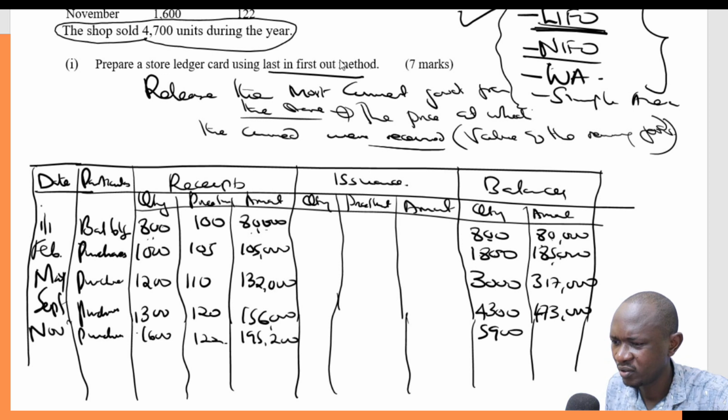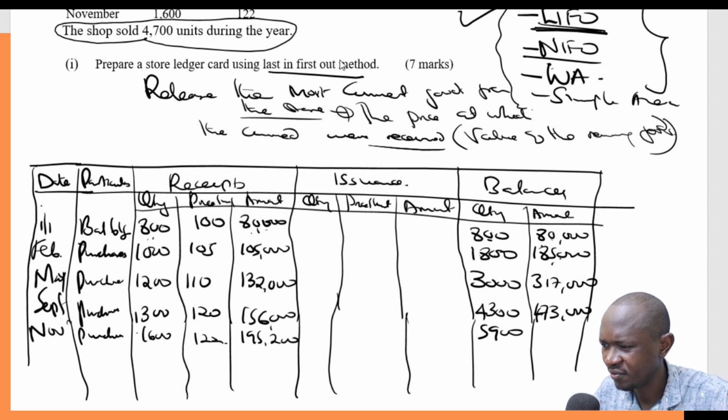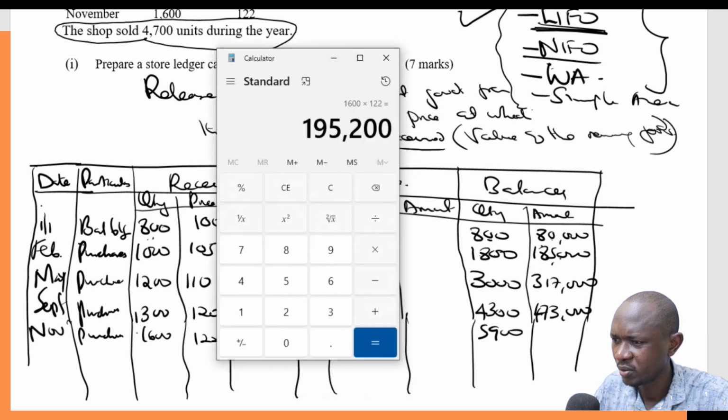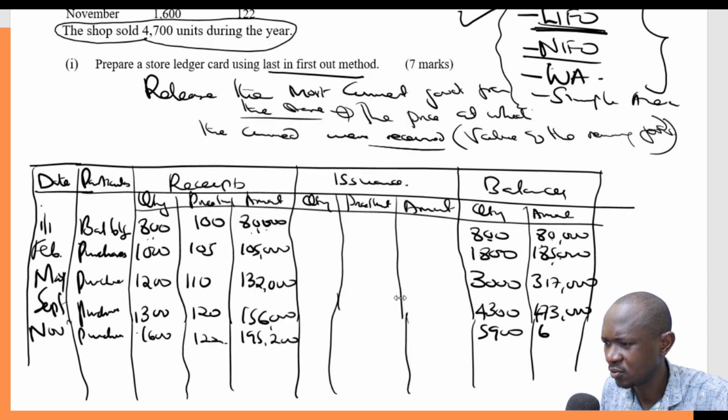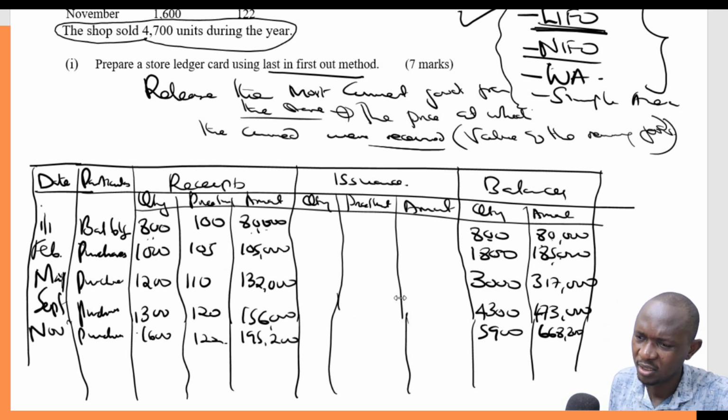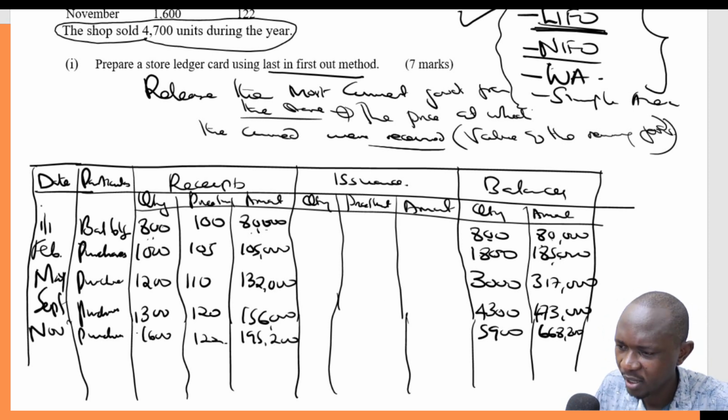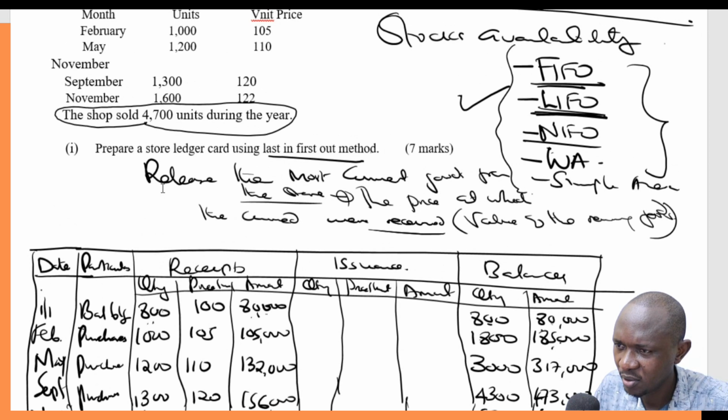And then 473,000 plus 195,200. That one gives us how much? That gives us 668,200. So that's how it is. Those are the goods we had. And so we've received all the goods.